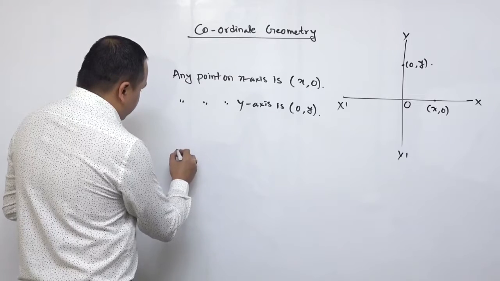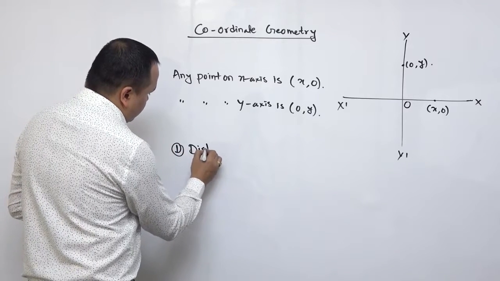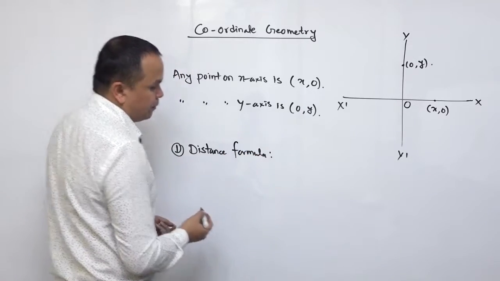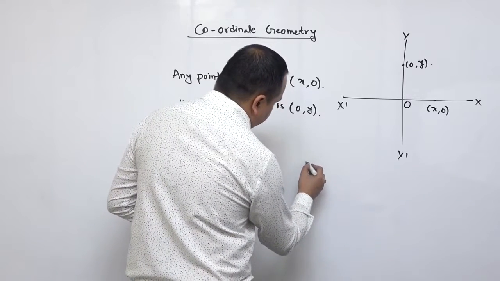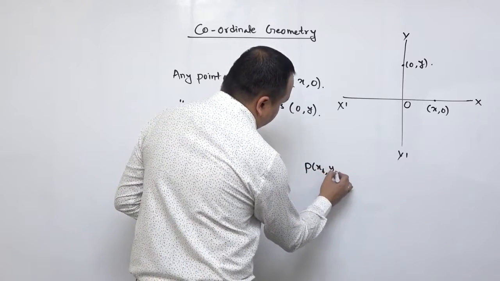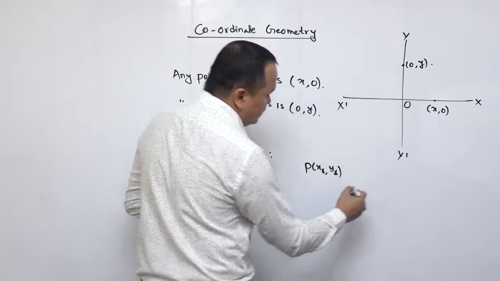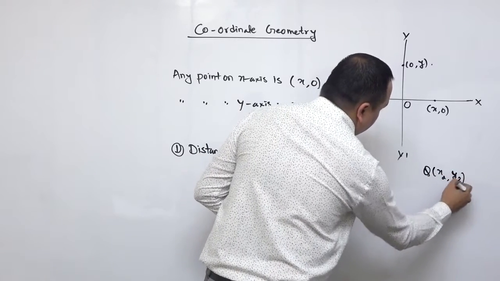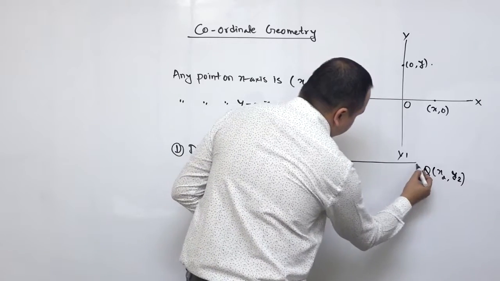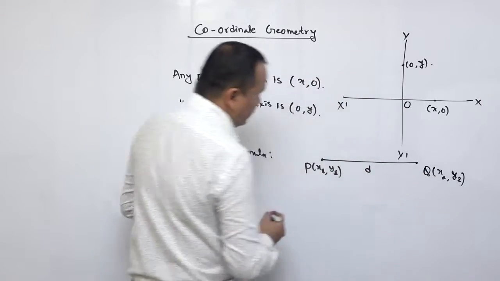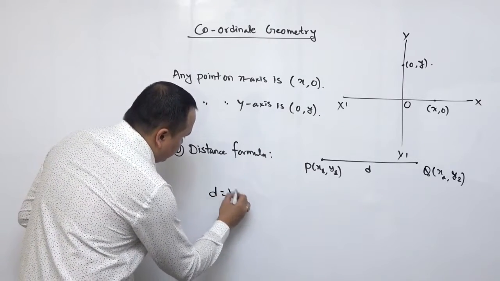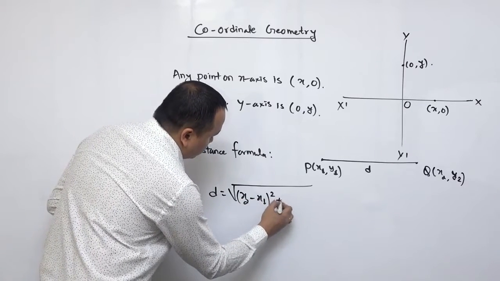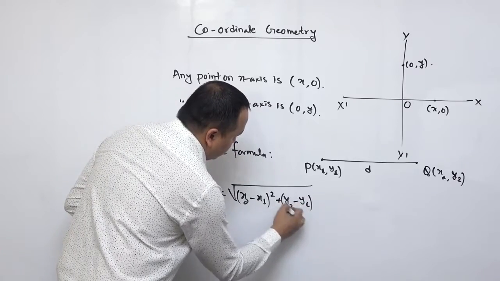The distance formula. Suppose P(x1, y1) is any point and another point Q(x2, y2). The distance between P and Q is D, and D is equal to the square root of (x2 minus x1) whole square plus (y2 minus y1) whole square.